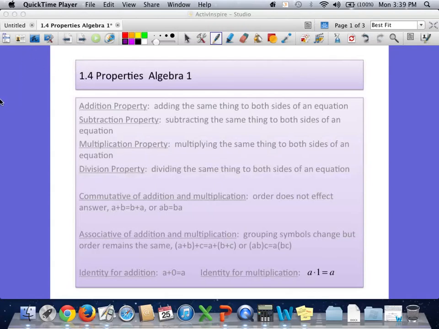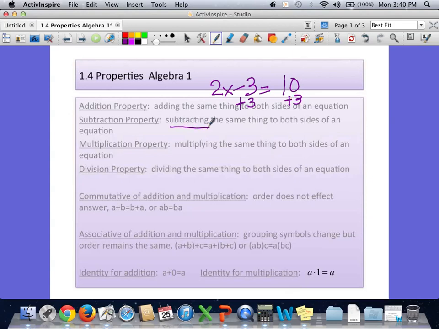1.4 properties. All right, the addition property is when we're going to add the same thing to both sides of an equation. For instance, if you had 2x minus 3 equals 10, you're going to add 3 to both sides. That would be using the addition property. Subtraction property is when you're going to do the same situation, but you're going to be subtracting the same thing to both sides. So the addition and subtraction property means you're going to have to do it to both sides of the equation. That means there's an equal sign in the problem.